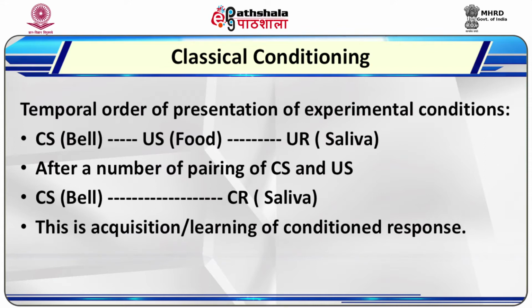The temporal order of conditions presented in the classical conditioning experiment is as follows. CS, that is bell, followed by US, that is food, followed by UR, that is saliva. After a number of trials of pairing of bell and food, when you present CS, that is bell alone, and when you get CR, that is saliva. Thus, when CR is obtained after the presentation of CS and before the presentation of US, then it is concluded that conditioning is established.